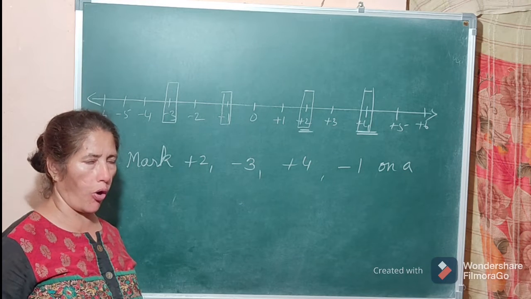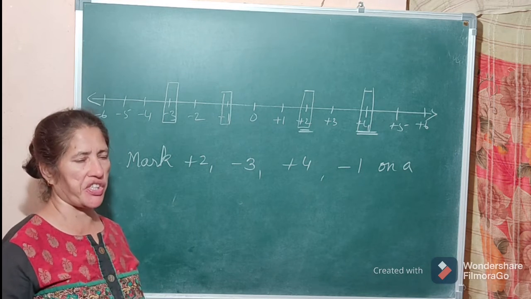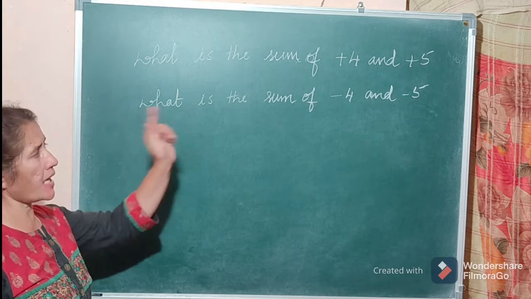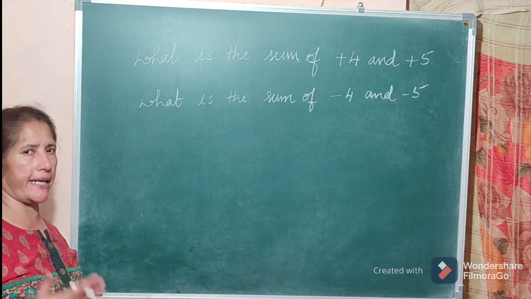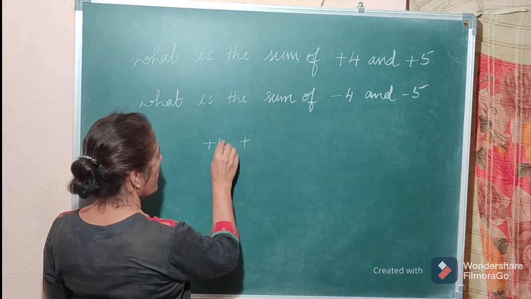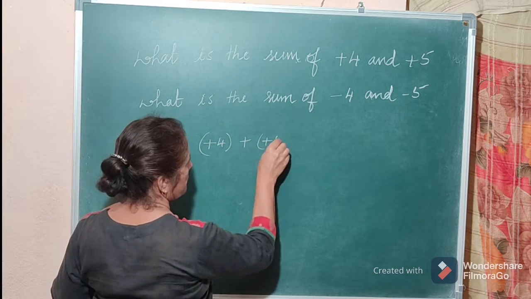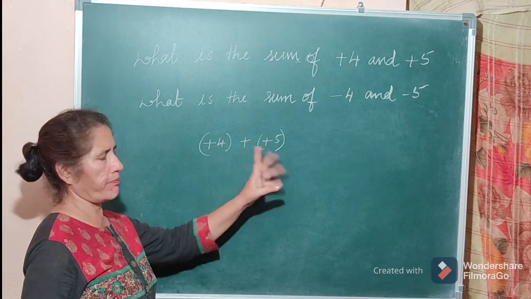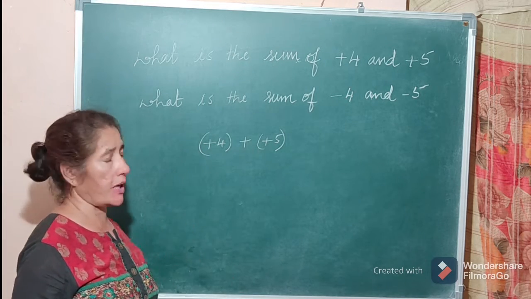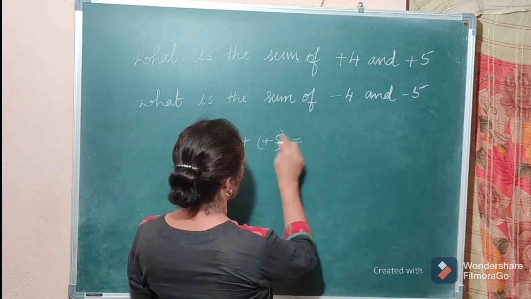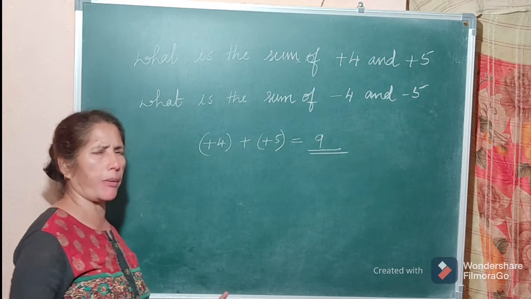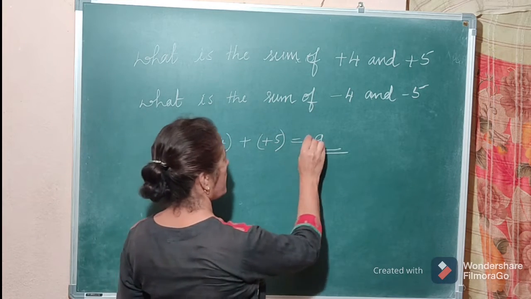Now, they will ask you next: what is the sum of two integers? Let me go step by step. Look at the question. What is the sum of +4 and +5? Sum means addition. When you add +4 and +5, no problem at all, because all positive numbers you have to add. 4 plus 5, 9. Even though you don't put plus, no problem.